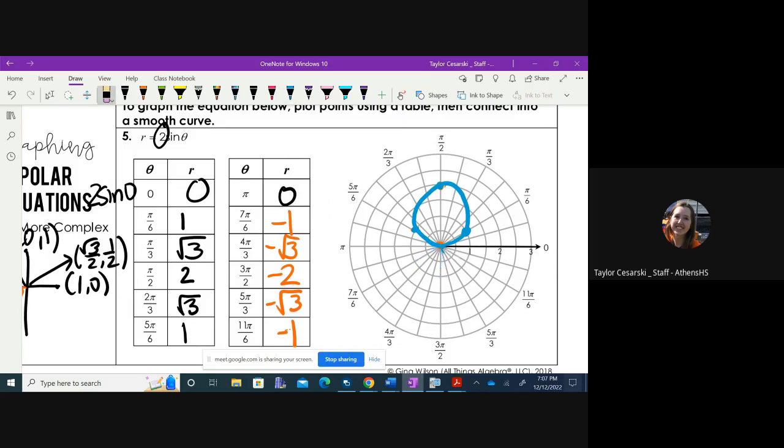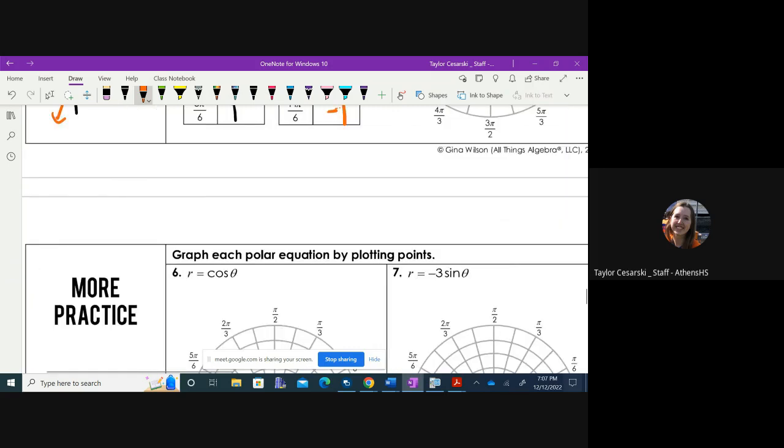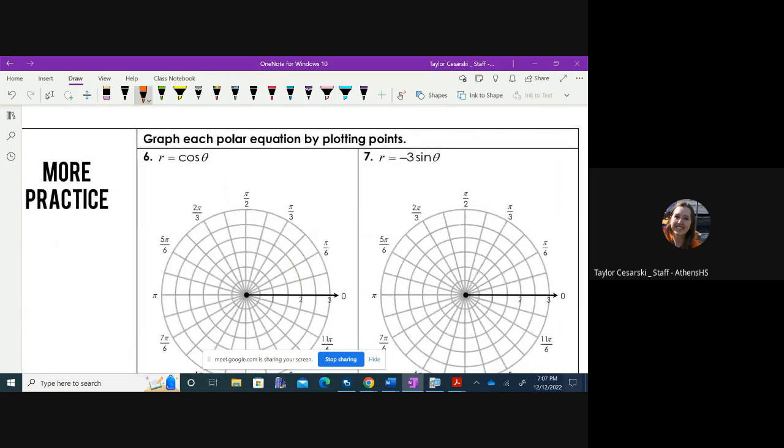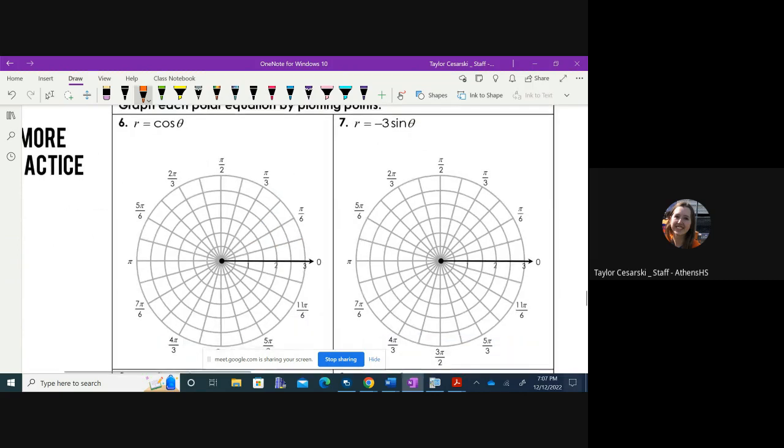So this is what your graph should look like. Think about why it looks this way. Because there's a 2, that gives me the maximum point that's going to exist, okay? Also, because it's sine, that means it's going to happen on your y-axis. So you could go through and do each of these if you wanted to by plotting all the points, but I'm going to show you kind of what each of these will look like.